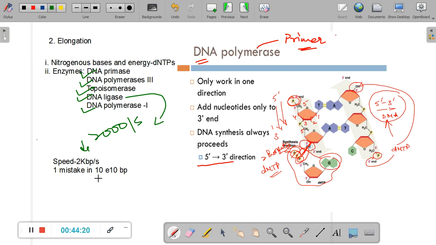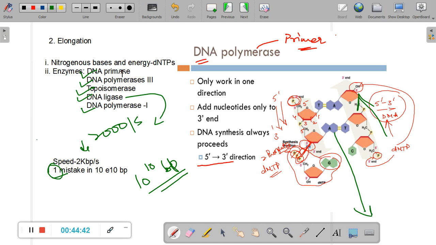And what is really amazing is that there is only one mistake made in 10 to the power of 10 base pairs. For every 10 to the power of 10 base pairs that are added up on both the strands, there is only one mistake, which again happens because of certain repair capabilities or proofreading capabilities of these enzymes, which you do not have to understand at your level.